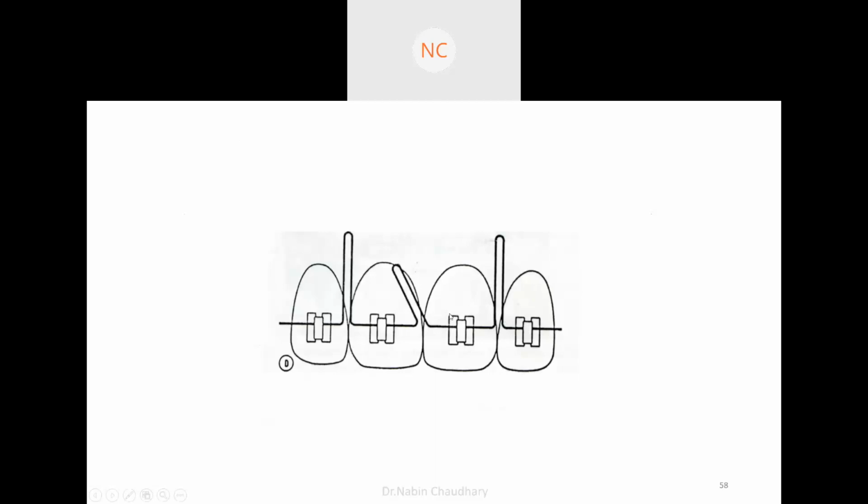When this vertical loop is placed in the midline, because of the frenum, it might have hindrance. So when the midline vertical loop is placed, it is slightly angulated in order to keep away from the buccal frenum that is placed in the maxilla.